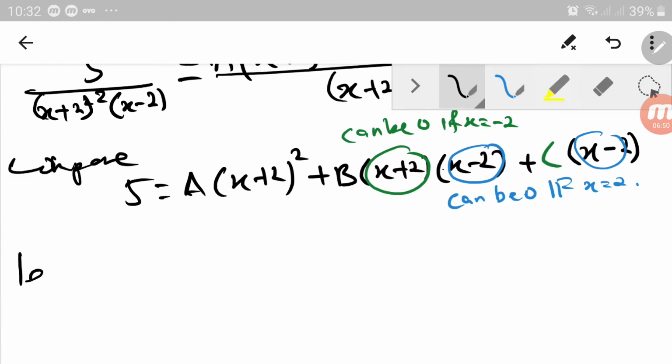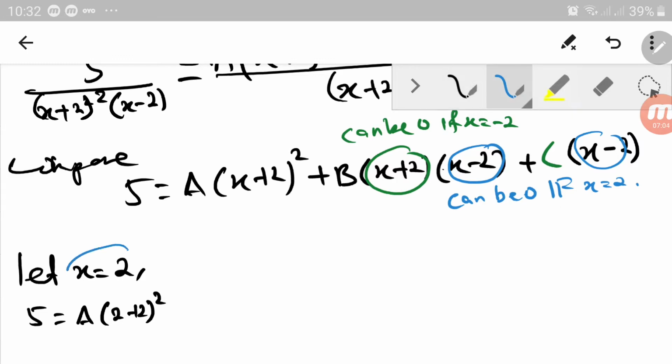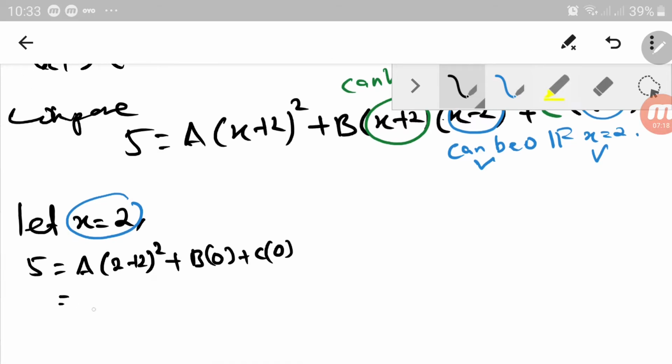So we can let x equals 2. So we have 5 equals a(2 plus 2) squared. Now, since x equals 2, this one and this one will be 0. So plus b times 0 plus c times 0. So we have, how much is this? 2 plus 2 is 4, squared is 16. Okay, so a is 5 over 16.